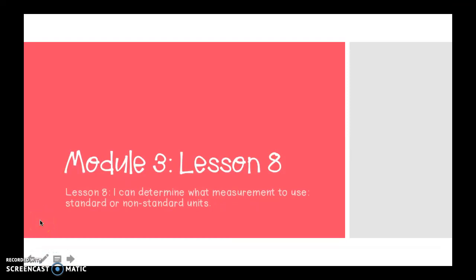Hi friends, this lesson is for Module 3, Lesson 8. You know, we've been measuring quite a bit, and I think we're doing a rock star job. What do you think? Yeah, agreed.